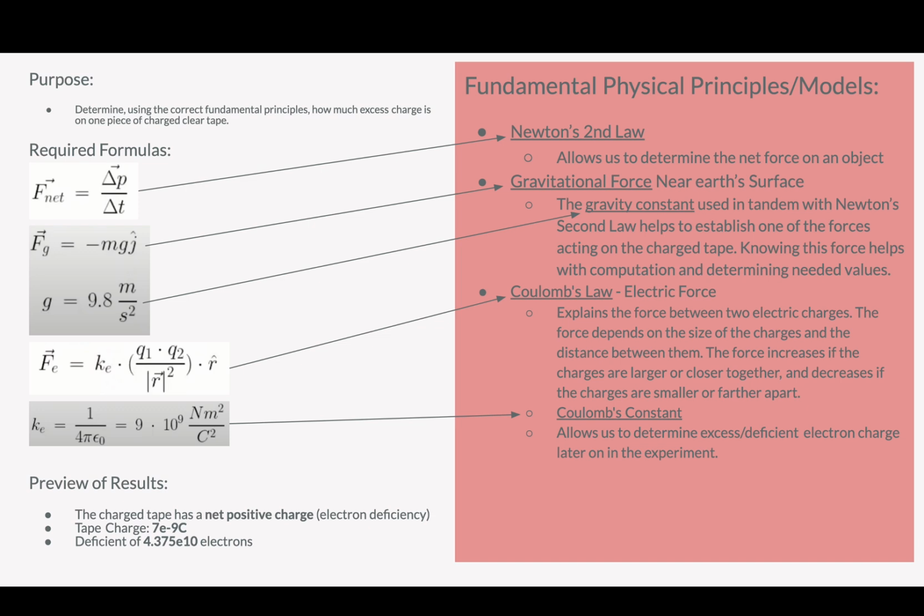Coulomb's law, also called the electric force, explains the force between two electric charges. The force depends on the size of the charges and the distance between them. The force increases if the charges are larger or closer together, and it decreases if the charges are smaller or farther apart. Coulomb's constant allows us to determine excess and deficient electron charge later on in the experiment.